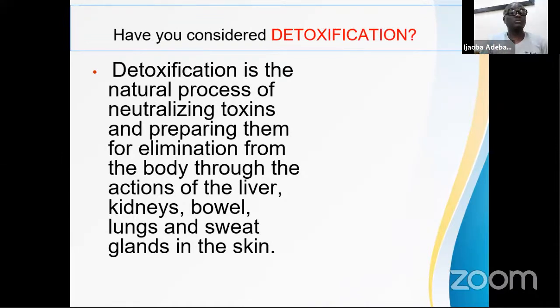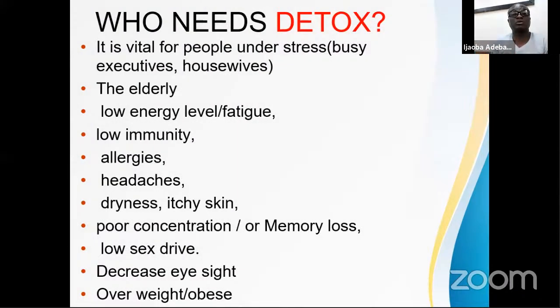Your bowel, because we don't eat fibers, as it were. We don't do exercise. Our lungs will suffer. Our sweat gland, we use all manner of antiperspirant on the skin, even some cream will cause the skin not to function maximally, especially in detoxifying, removing toxin from it. So I believe, who needs to detoxify? I think these are very, very important questions we are asking ourselves. Who needs to detoxify? Detoxification is extremely vital for people under stress.